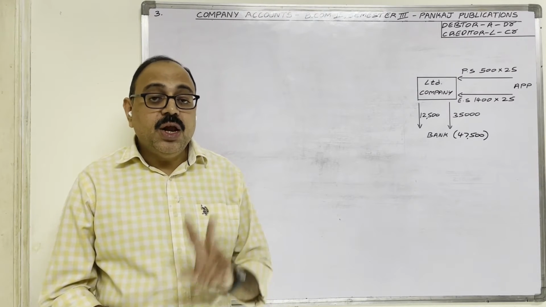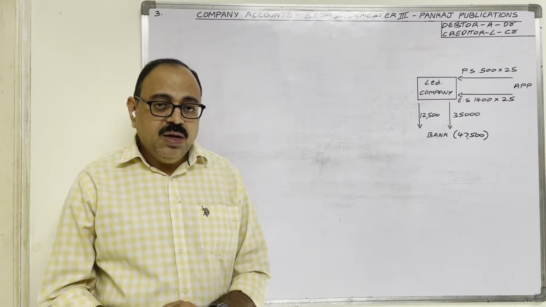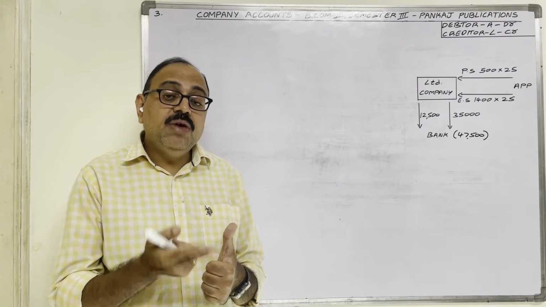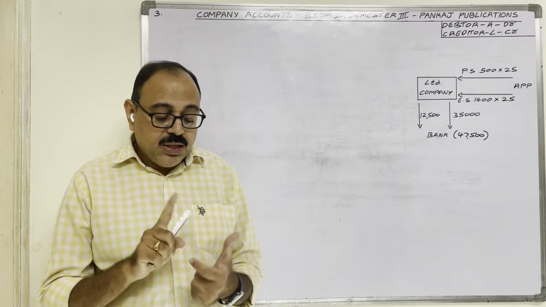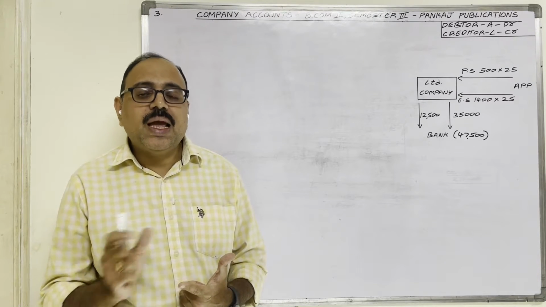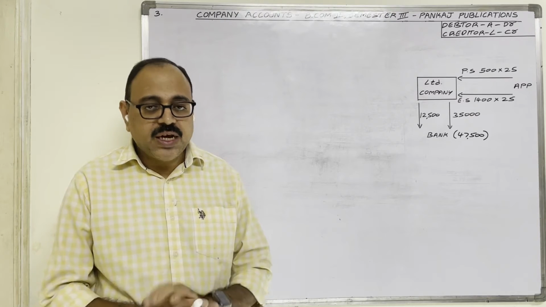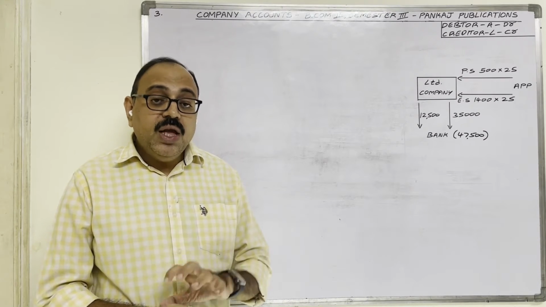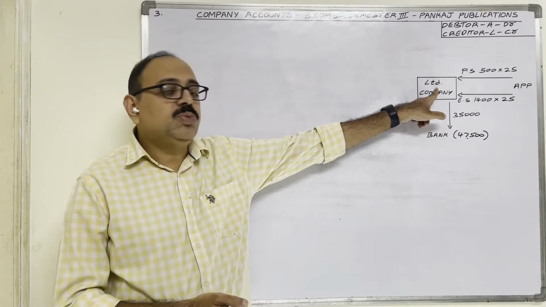Regarding application, there are two entries. First one, for receiving application money from applicants, we should write. Second entry, that application account amount we should transfer to share capital. For that, we should write the second entry. So we are writing all these entries in company's books.